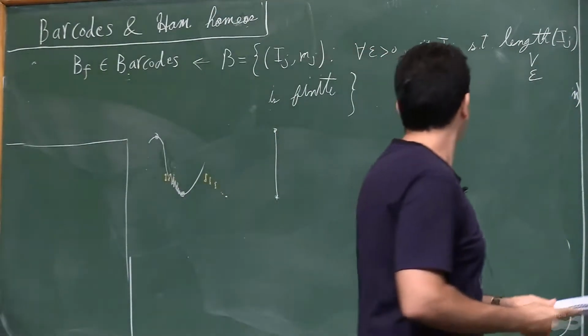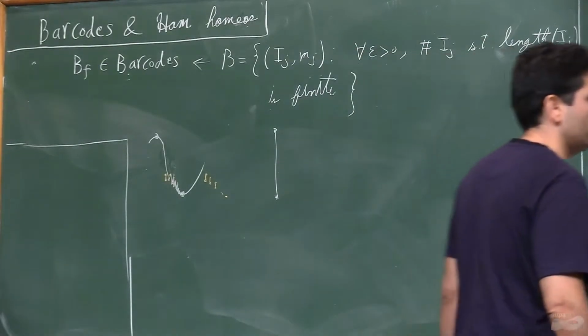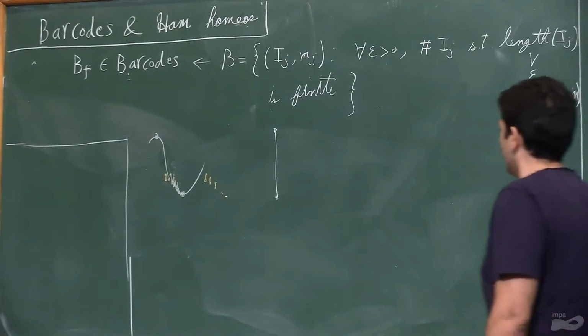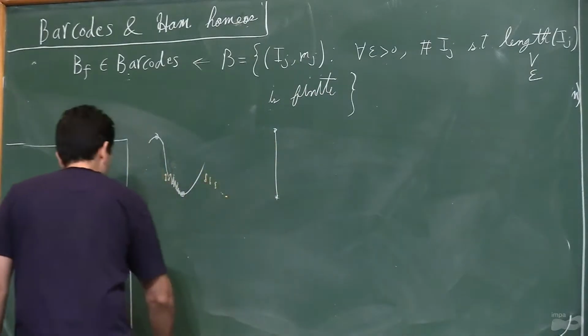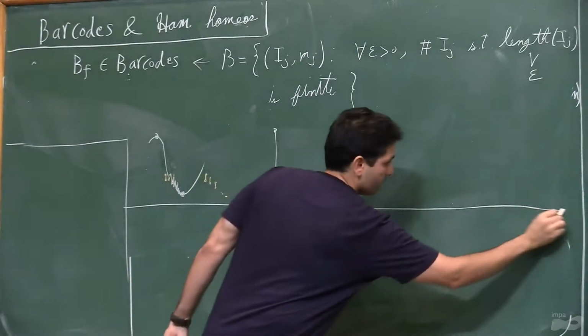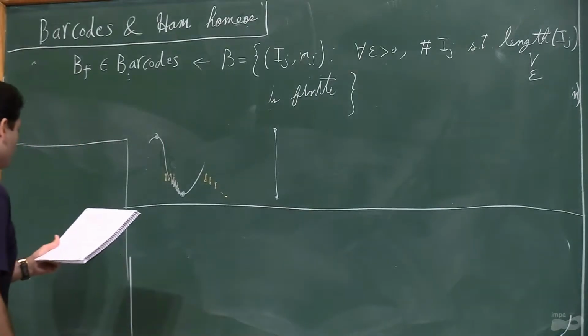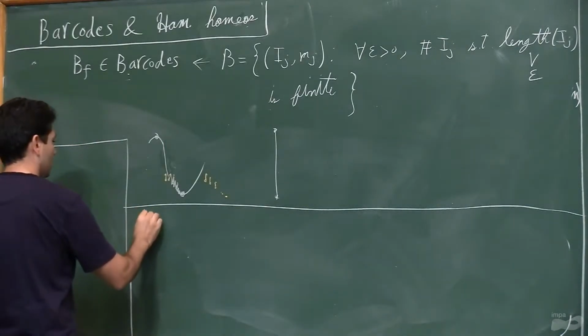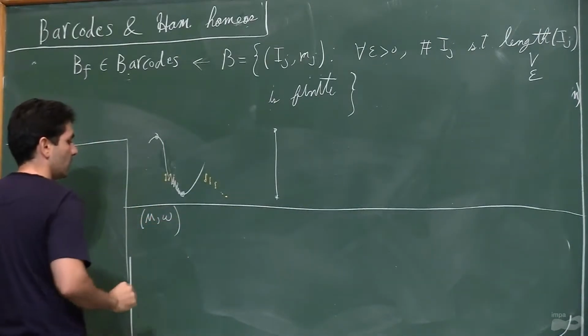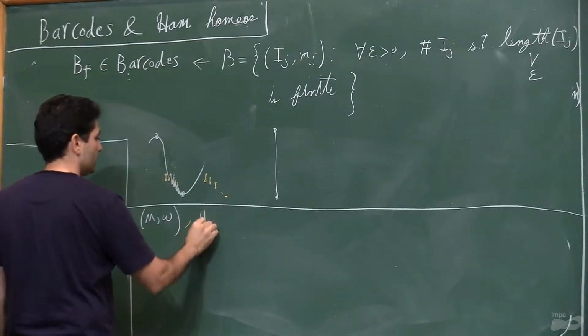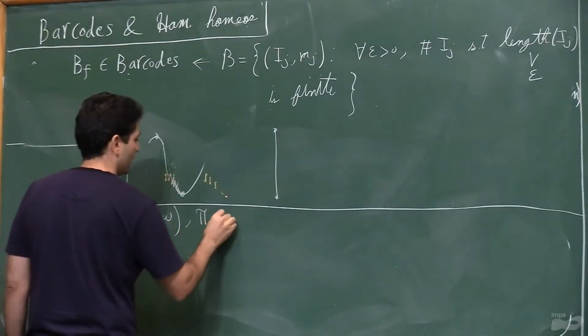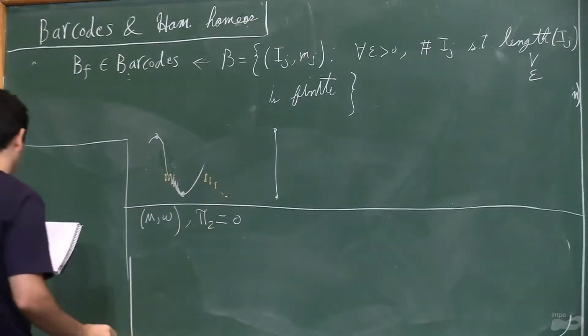Okay, so I'm done with the introduction to barcodes. Now we can move on to symplectic topology. Okay, so for the rest of the talk, I'll have a closed symplectic manifold, and I'll assume it's aspherical. So pi 2 is 0, or omega vanishes on pi 2, and c1 vanishes on pi 2.